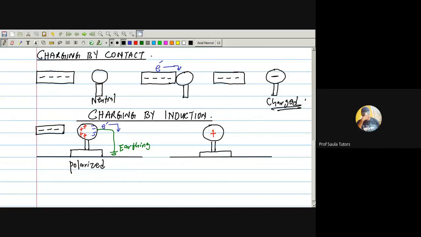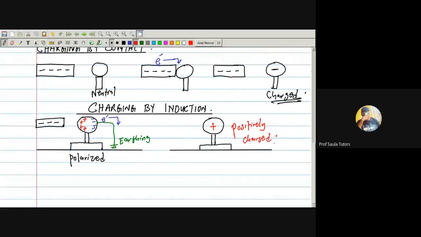Then how can I get rid of this negative charge? Remember, I can always transfer negative charge. So I'll connect this to the ground, or I simply use my hand to touch it. Then the negative charge can pass through me to the ground. The electrons will move to the ground and you'll be having a net positive charge. So this is now positively charged. Do you see that? Yes, sir. So that's the first example by induction.